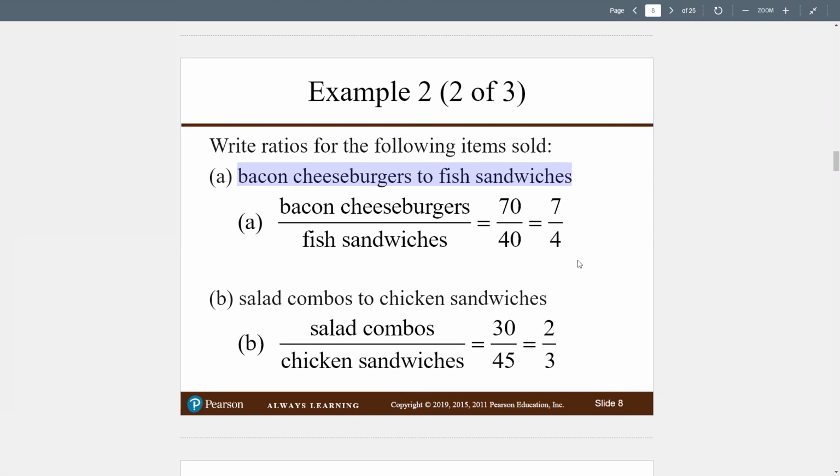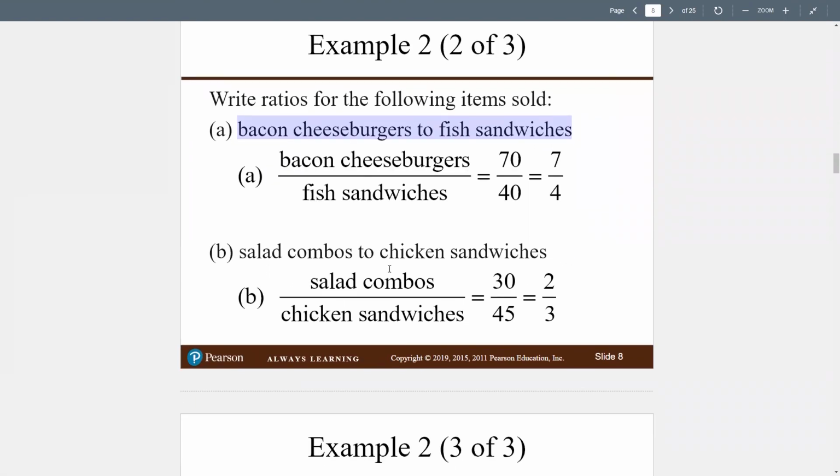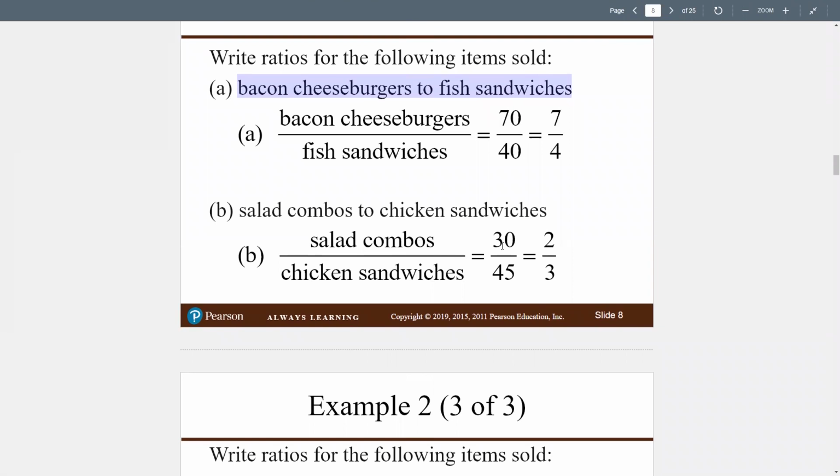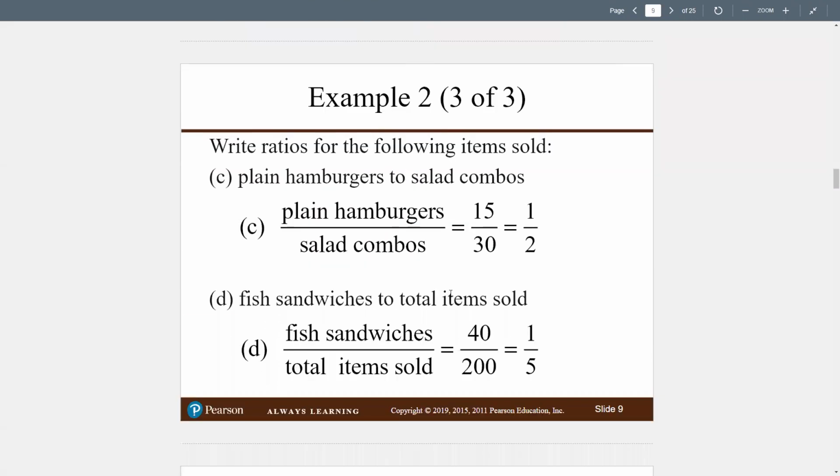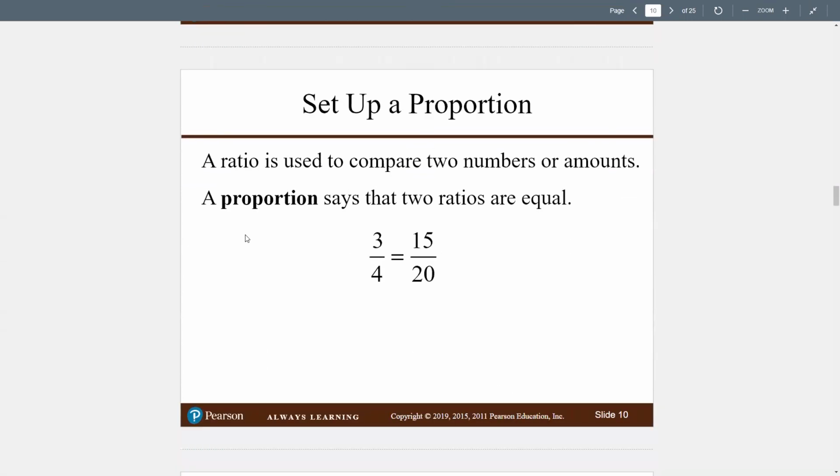Well, we cross out the zeros, 7/4. Okay, salad combos to chicken sandwiches, 30/45. 15 goes into both, so 2/3. All right, we understand. Solid.